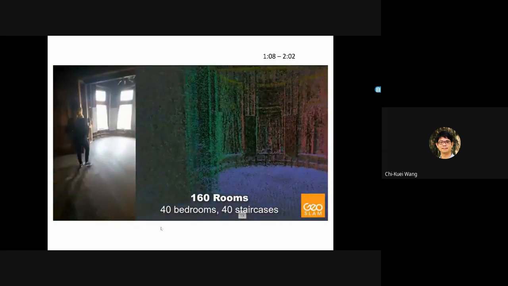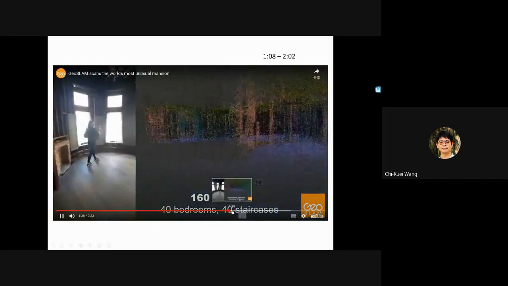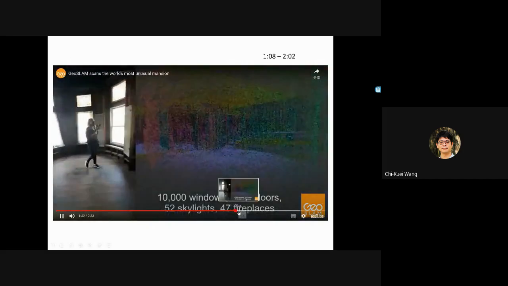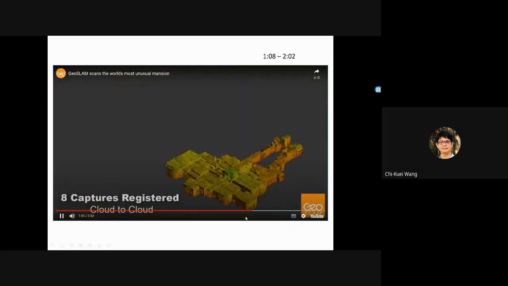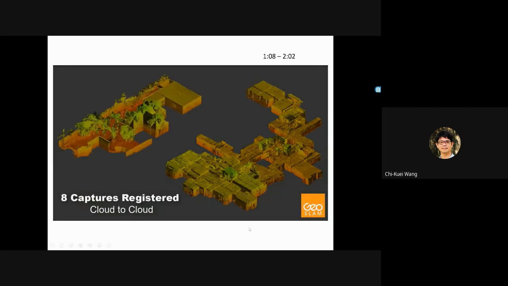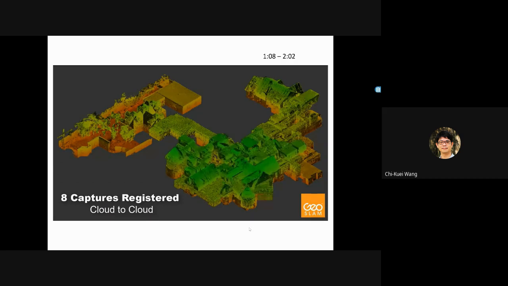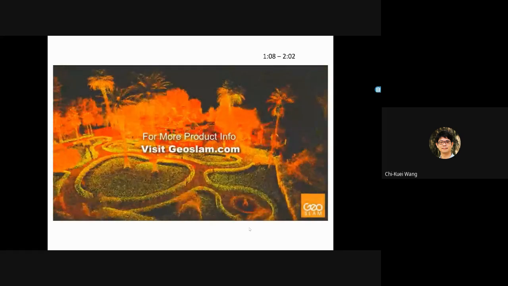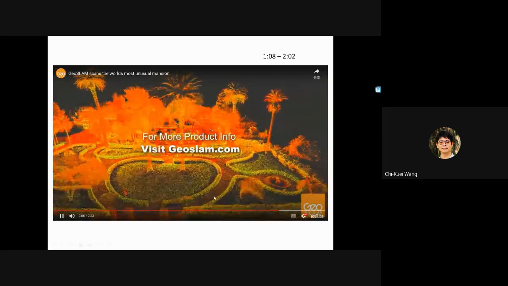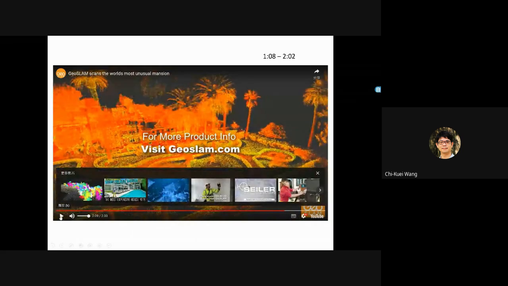As a result, you scan section by section, floor by floor, then you can get a complete scan of this structure, of this object of your interest. All right, so that's all for today for my lecture.